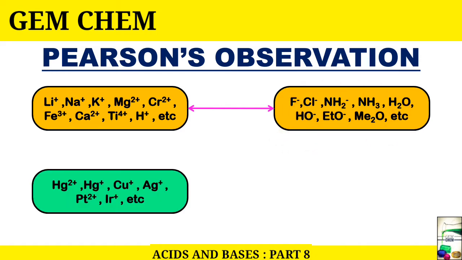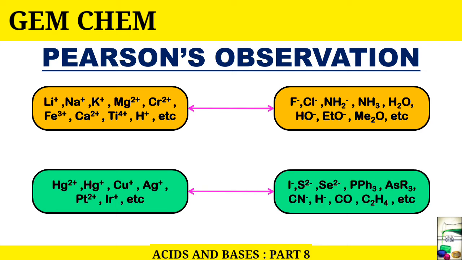He also observed that other types of metal ions like Hg2+, Hg+, Cu+, Ag+, etc. can also form stable complexes with another group of ligands which is I-, S2-, Se2-, PPh3, SR3, cyanide, CO.